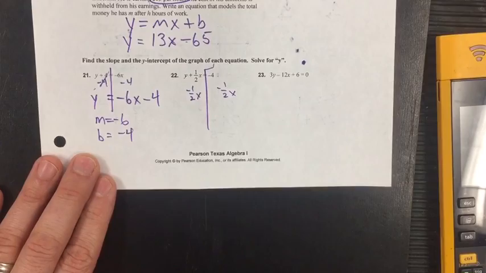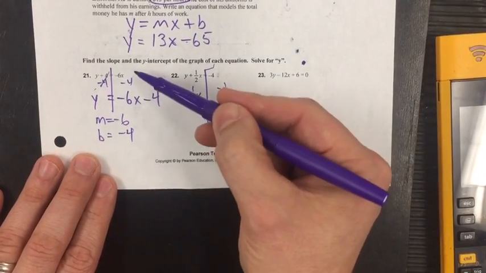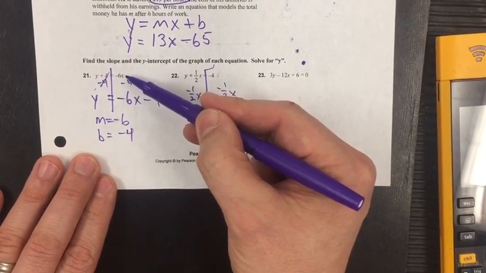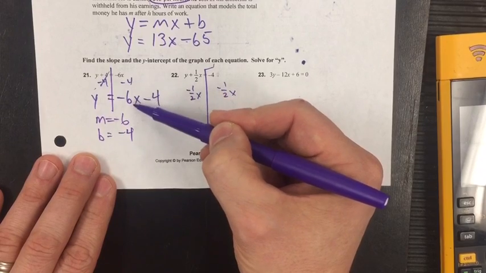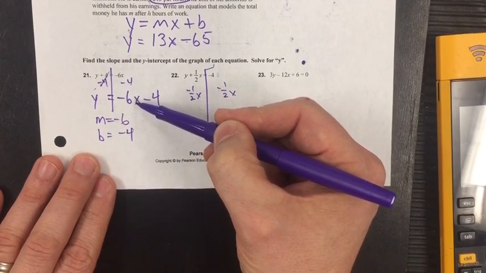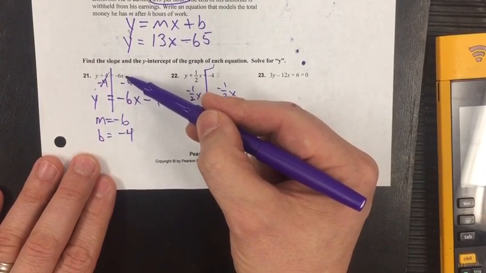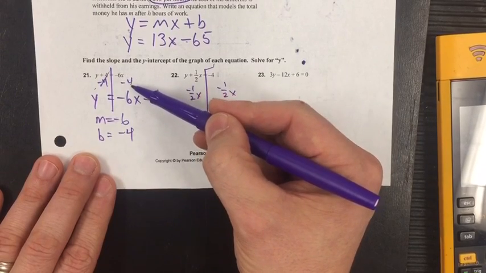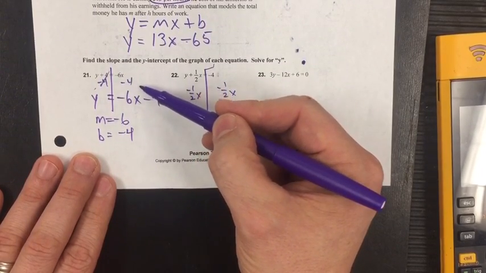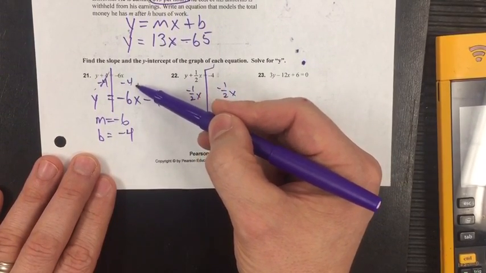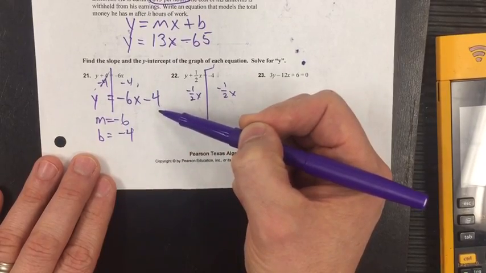Now, I wanted to point out on number 21, notice what I didn't do. I didn't do negative 6x minus 4 gives me negative 10x. How come I can't do that? Yeah, this guy has a variable and the 4 does not have a variable. They don't have the same last name. They're not like terms. So we have to keep them separate.